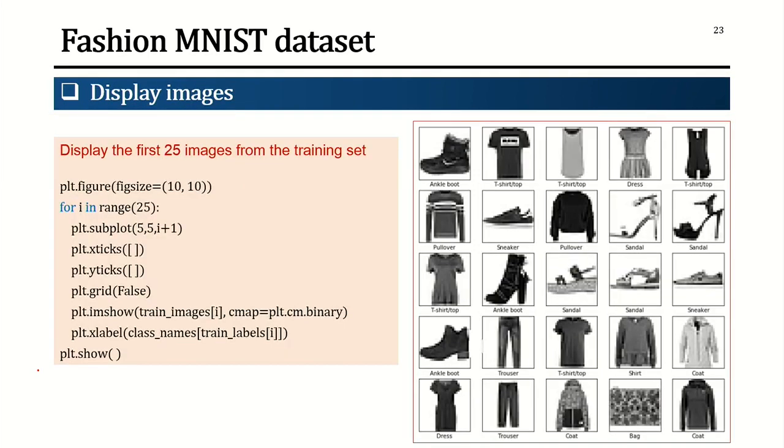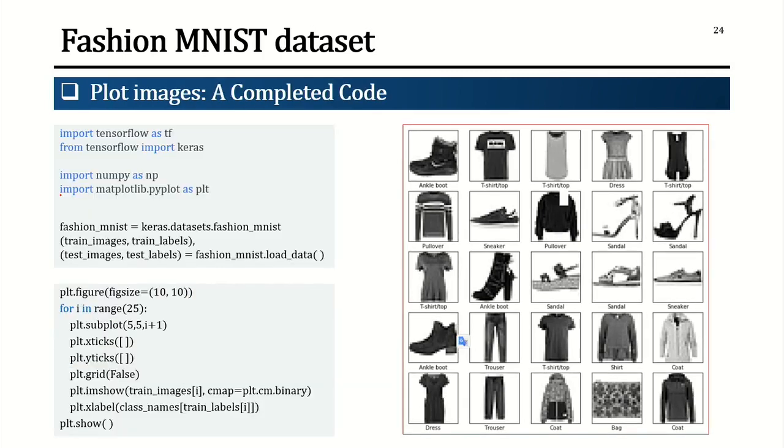In order to display the images that exist in the training set, we can use the Matplotlib library. Within this code, you can display the current dataset, which is the first 25 images from your training set. So here's the complete code on how you can explore your datasets, including your required libraries, loading datasets, and plotting graphs.